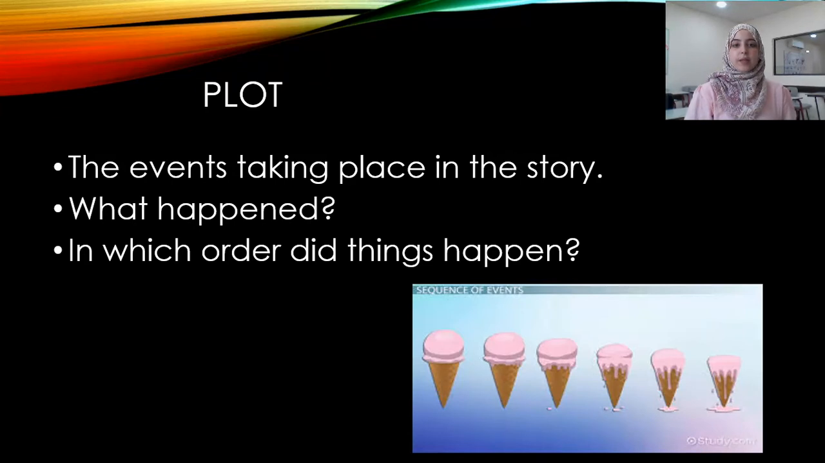The plot. It is a group of events that take place in the story. So what happened in the story? You could say number 1, then, number 2, after that, number 3. So the order of events in the story. What happened? So as you can see in this picture, it is a sequence of events. So happened first, second, third, and final. This is the plot of the story.